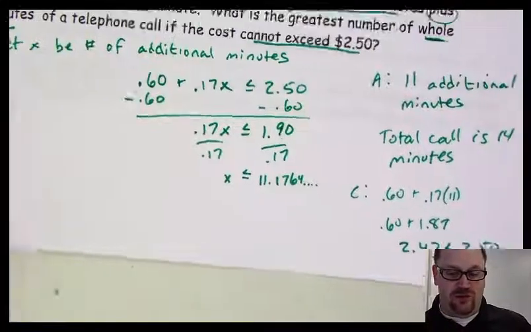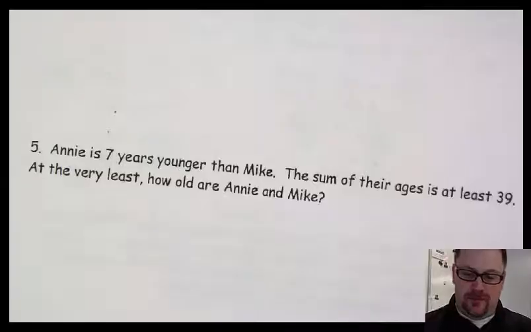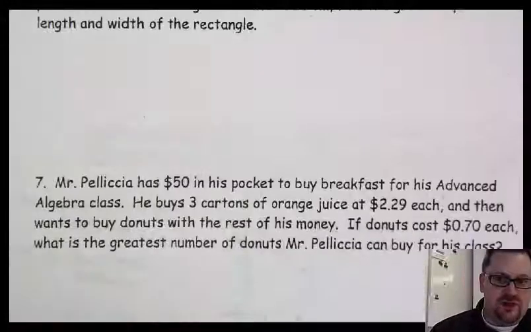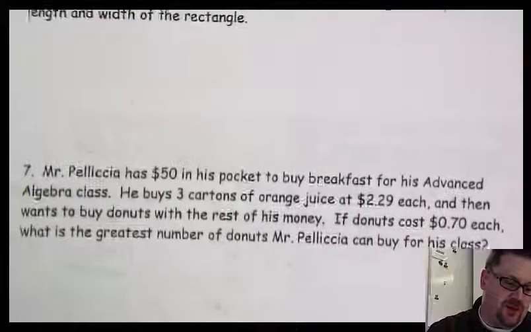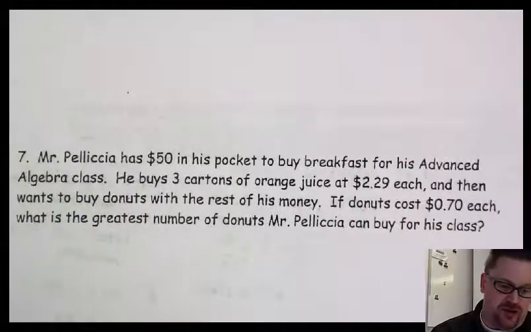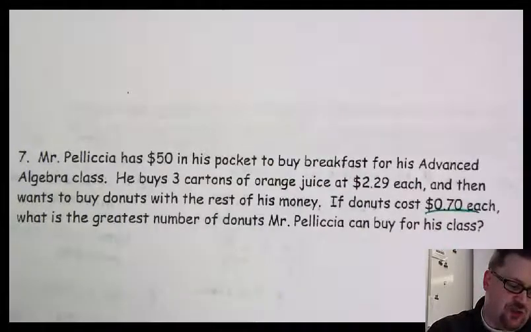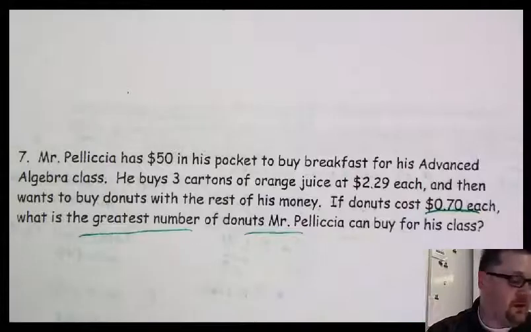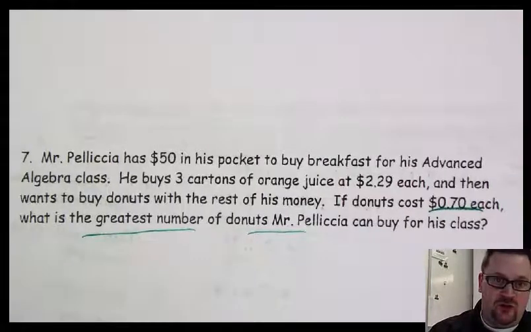If you could now please turn to number 7. In number 7, Mr. Policha has $50 in his pocket to buy breakfast for his advanced algebra class. He buys 3 cartons of orange juice at $2.29 each, and then wants to buy donuts with the rest of the money. Donuts cost 70 cents each. What is the greatest number of donuts Mr. P can buy? Okay, so once again, what is it we're looking for?